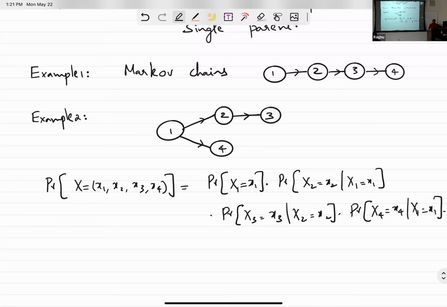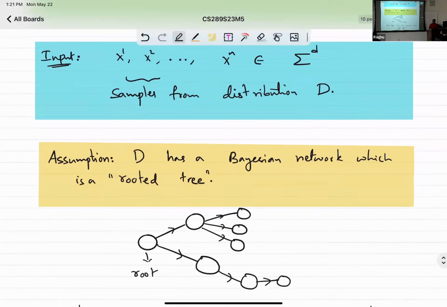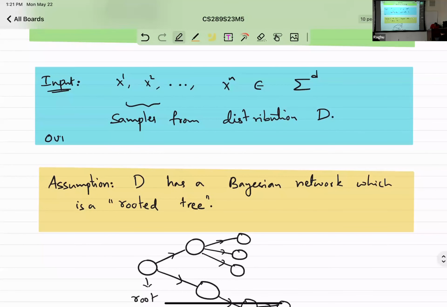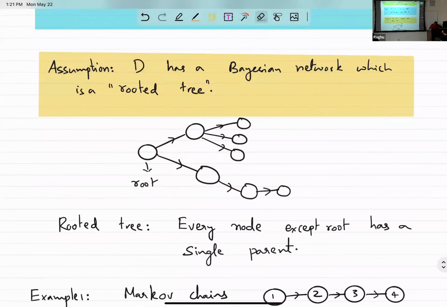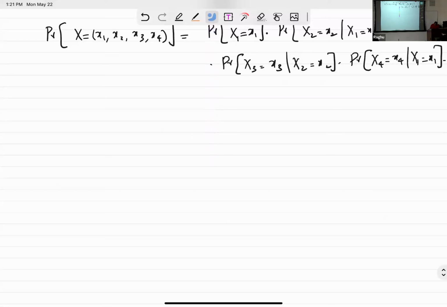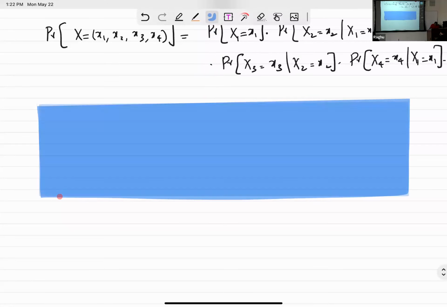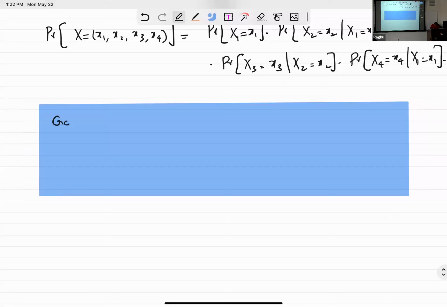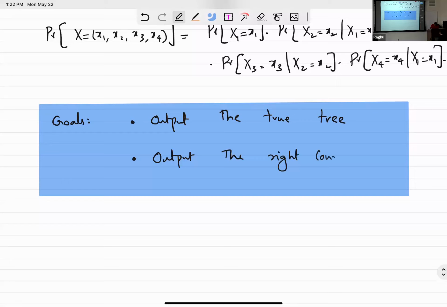And we're asking, you are given samples from such a thing, and what we want is, as we discussed earlier, you can ask for 2 goals. Output the true tree, or output the right conditional distributions.